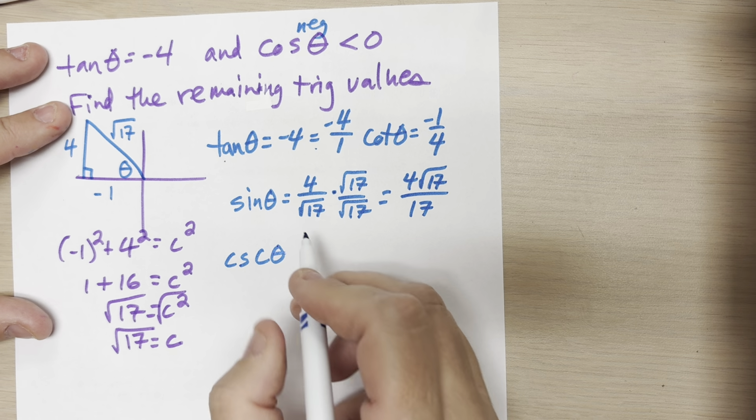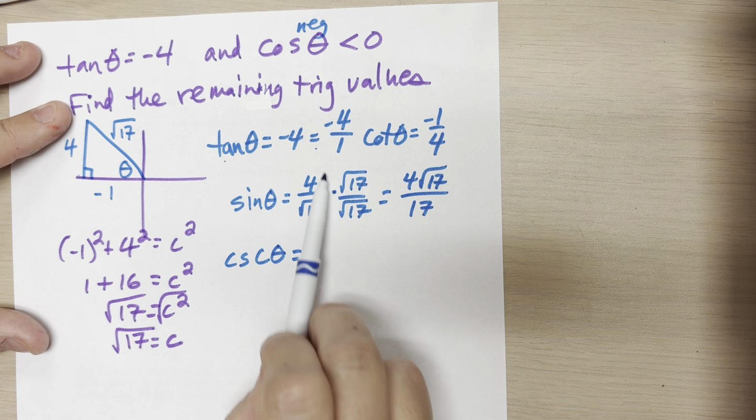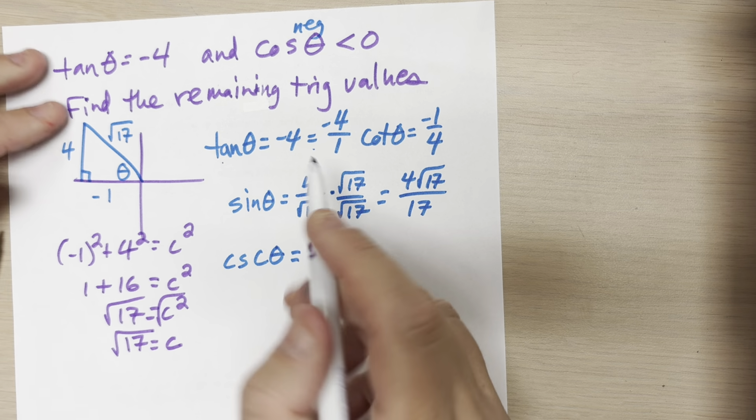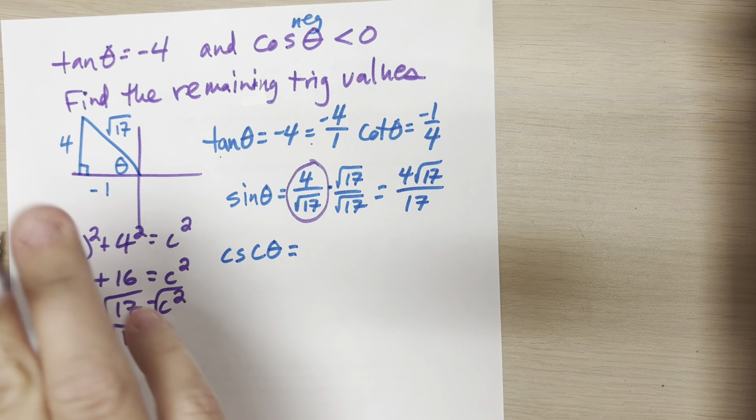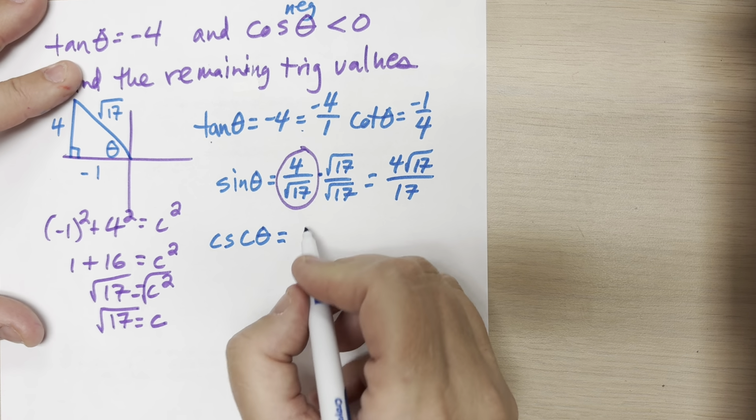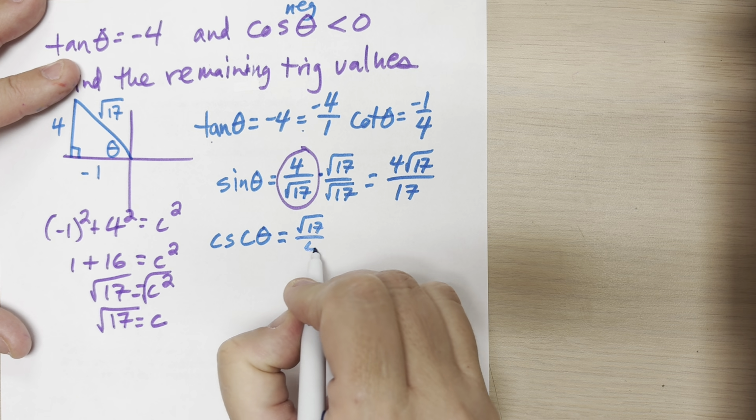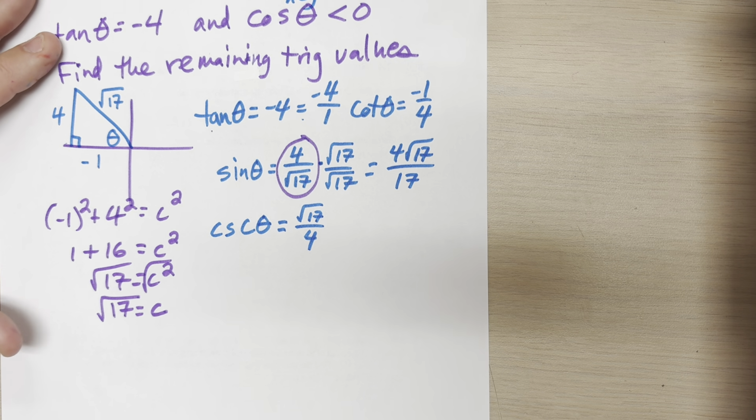Cosecant is the reciprocal of sine. So we're just going to go back to this part right here. That's why it's important for you guys to write out your work. And I'm just going to flip this. Rad 17 over 4. That was amazing.